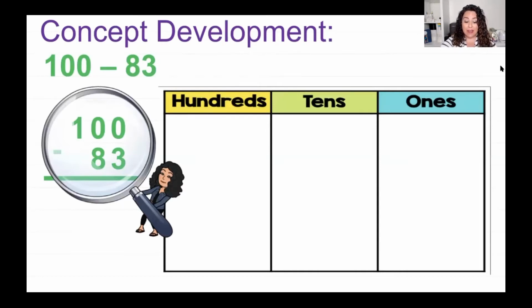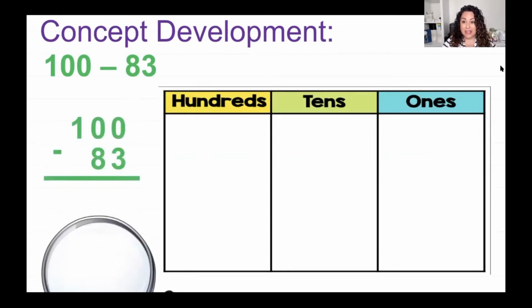So I'm looking at the numbers in my ones place, and I don't have any ones to subtract 3 from. I don't have any tens to subtract 8 tens from, but I do have 100. So I'm going to have to rewrite my number so that way I can have some tens and some ones to subtract. So let's see what that's going to look like.